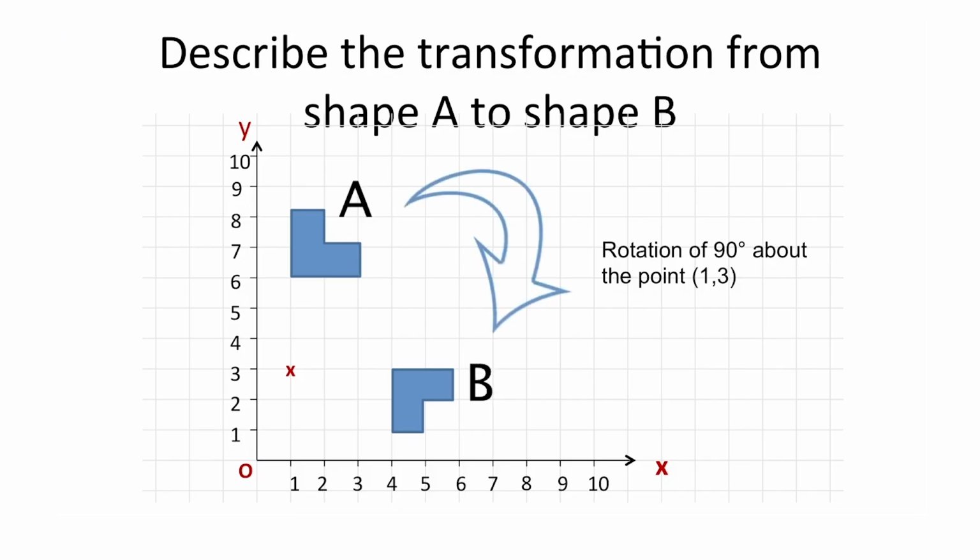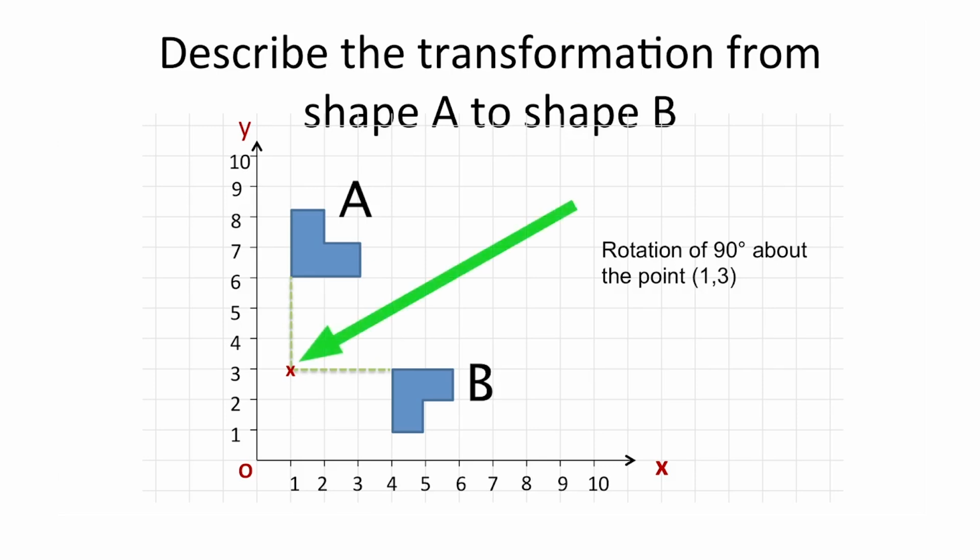Now, the center of rotation though, well, if we take a look at our two shapes and whereabouts they are in the axis, remember that center of rotation is a fixed point by which we rotate the shape around. Now, if we draw some lines coming from shape A and shape B, you can see that those two lines will cross at this point here. So therefore, our center of rotation is that point there, 1, 3.